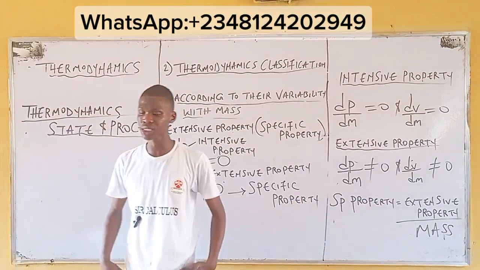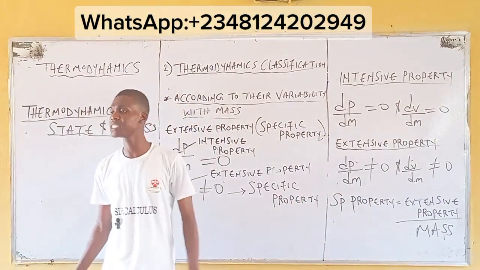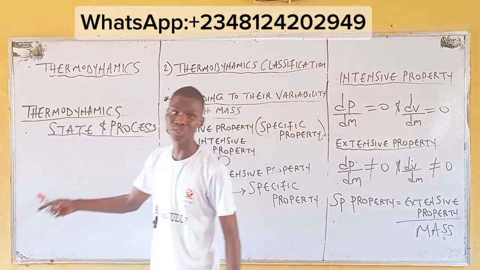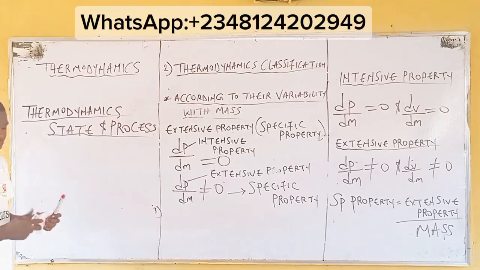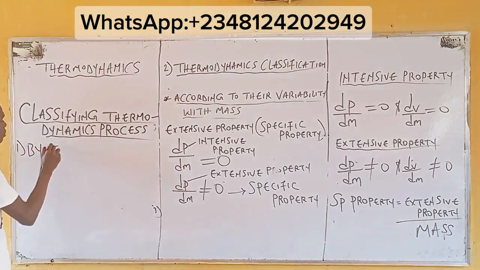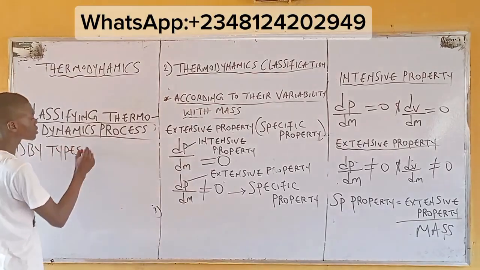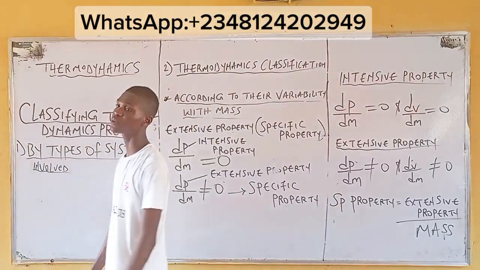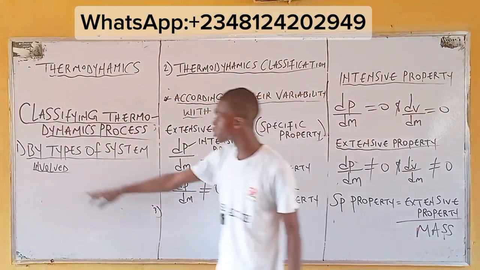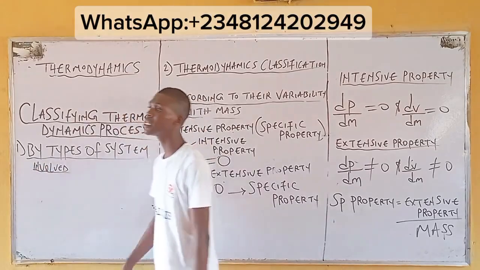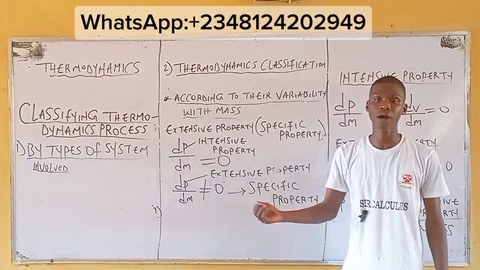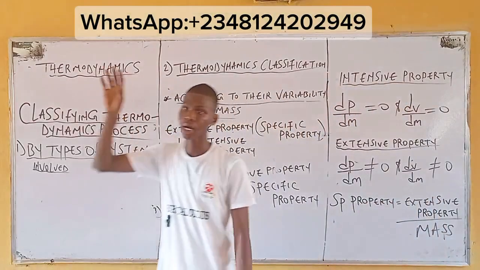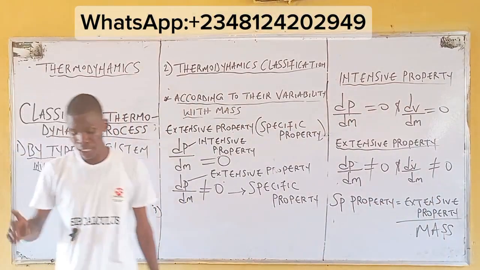Now, the next one, thermodynamic process. Any activities in the system that cause the system to change from one state to another state, that's what we call thermodynamic process. Classifying thermodynamic process. Number 1, by types of system involved. Classifying thermodynamic process, the first one is what? By types of system involved. Meaning, you classify your process depending on the type of system you have. We have different types of system. We have open system, closed system, adiabatic system, and so on and so forth.